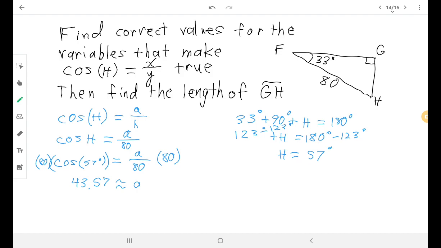So we found everything. We did replace the H, we did replace the Y. The X we just renamed as A. We could have renamed it GH. But either way, we got that length, which is this length here. I'll give you a moment to look at that.